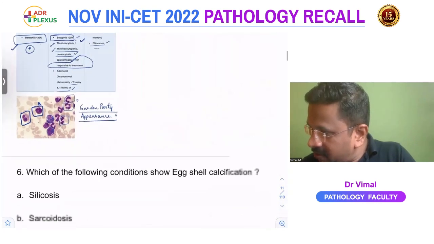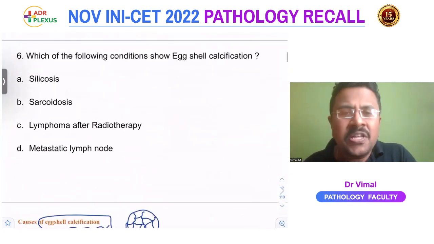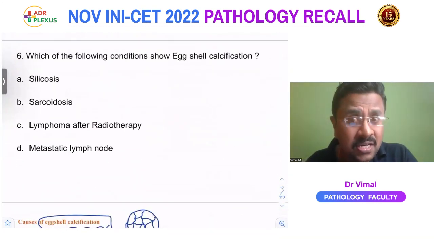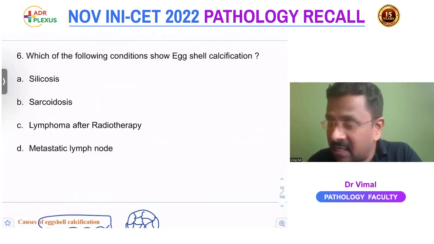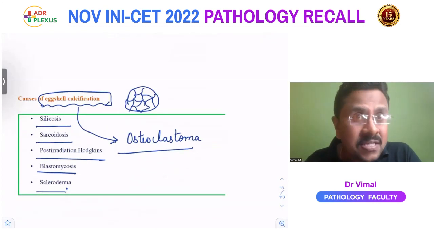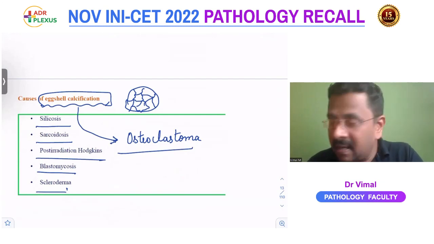Coming to the next question: which of the following conditions show eggshell calcification? Though it is actually a radiology question, we discussed it during our workbook discussion in systemic pathology, when I was teaching you silicosis and coal worker's pneumoconiosis. I talked about eggshell calcification and listed out its causes during our classes, and exactly the same kind of options were asked in these exams.